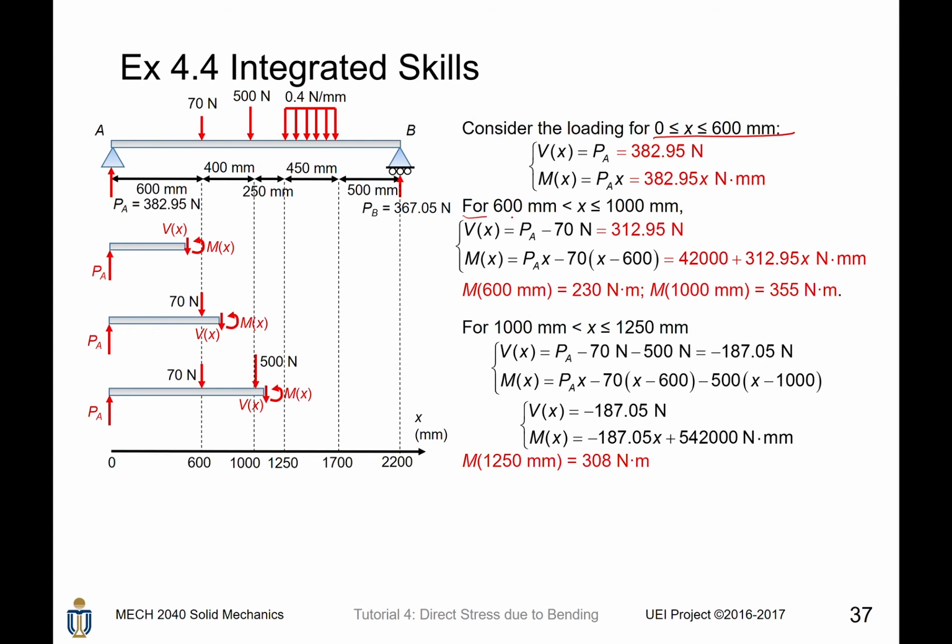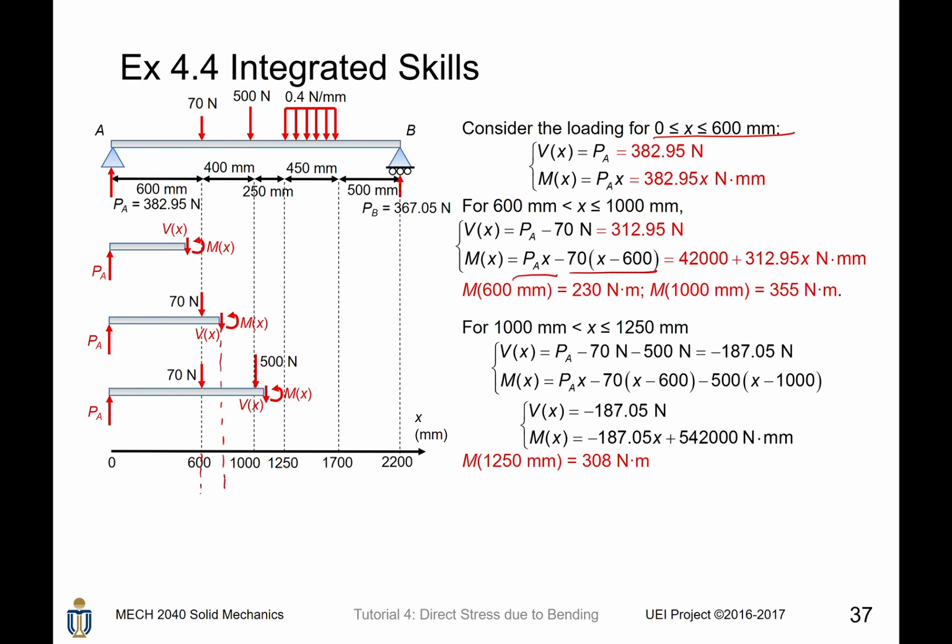For 600 to 1000, the shear force is given by PA minus 70 newtons, while the moment is given by PA·x minus 70 times (x minus 600). So here is 600 and this is the x.